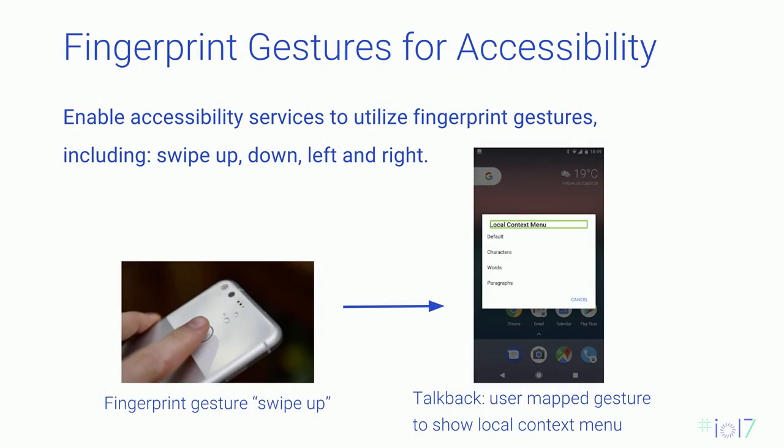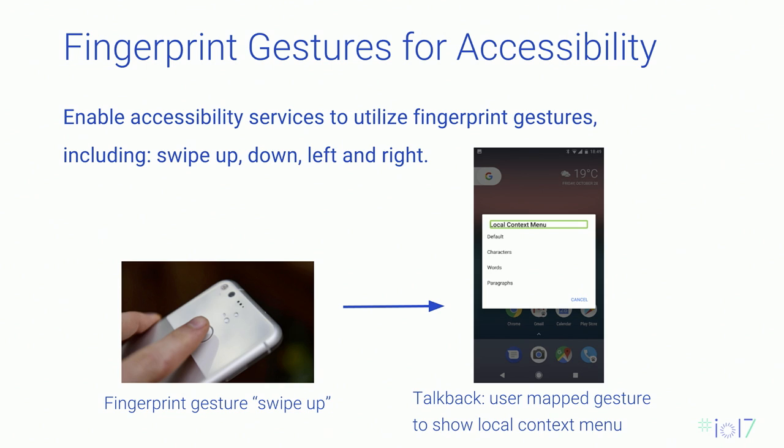So the next feature I would like to talk about is with new gestures for TalkBack. Many of the new Android devices use a fingerprint sensor at the back of their device. So we decided why not utilize the fingerprint sensor for additional gestures to allow TalkBack users to activate some of their favorite features. So we are introducing in O the ability for an accessibility service such as TalkBack to utilize the fingerprint sensor. The gestures available to the user are swiping left, right, up, or down.